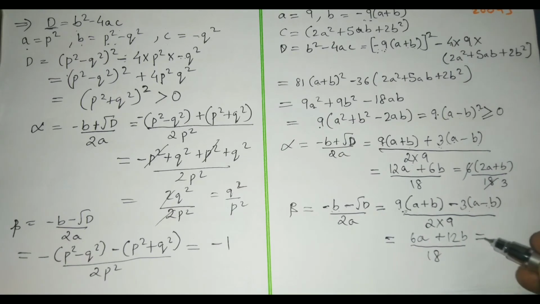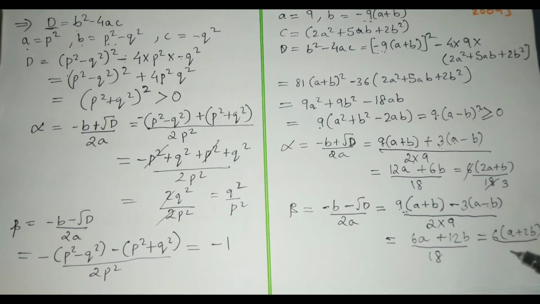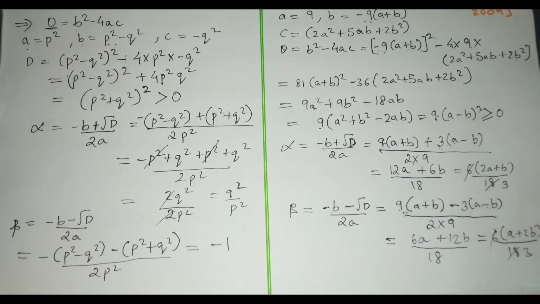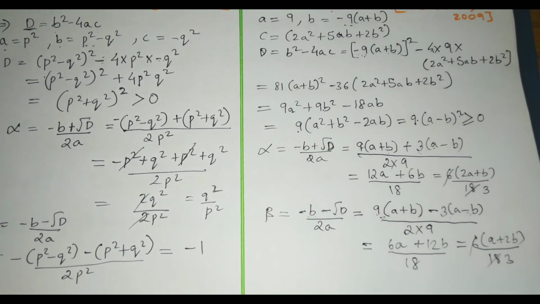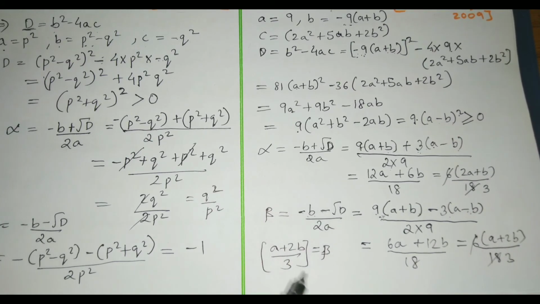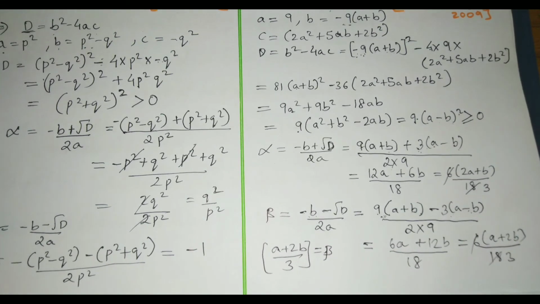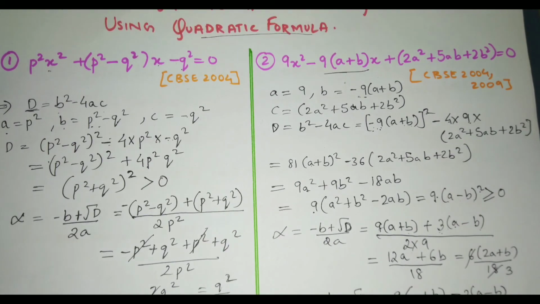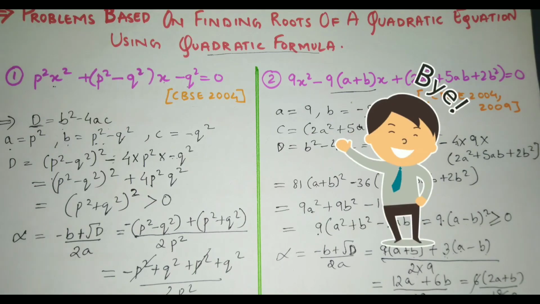Again take 6 outside common, a plus 2b by 18, so 6 3s, so you will get a plus 2b by 3. This is the beta. Fine. Alpha is nothing but 2a plus b by 3. So this is the way to solve this type of questions. Fine. This I have taken here as important questions only.